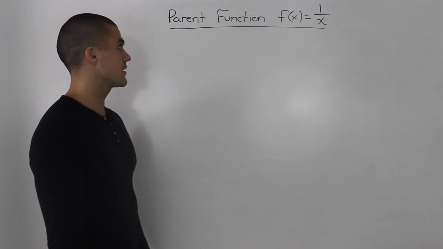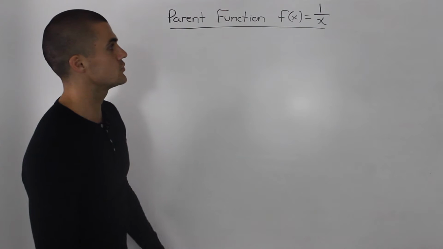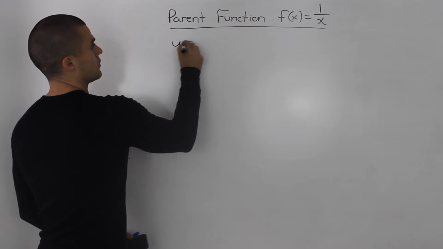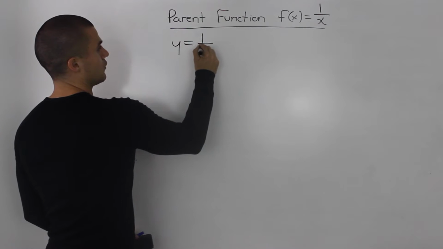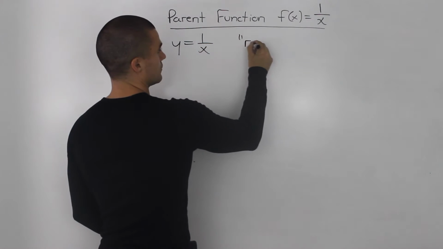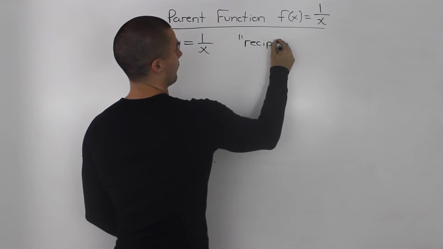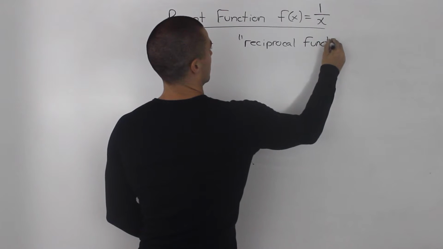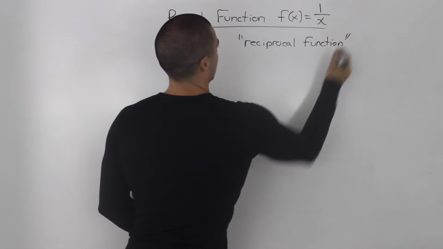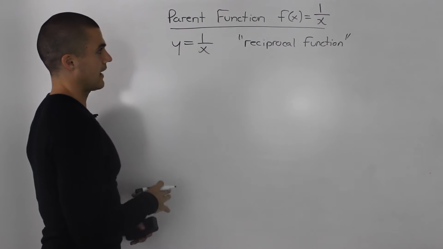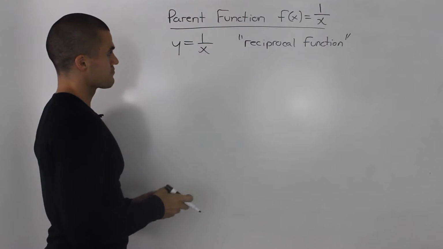Moving on to the next parent function that we'll be dealing with in this course, f of x is equal to 1 over x. Now this function can be rewritten as y is equal to 1 over x, and this here is also called the reciprocal function. And it's a unique function. It's a function that we haven't seen before, and it has a lot of unique features.